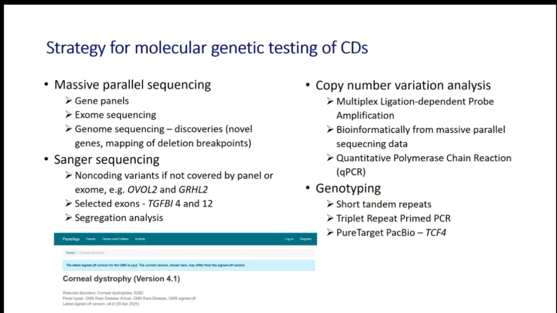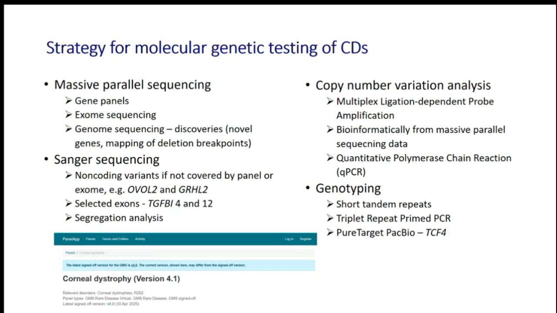So what is the strategy for molecular genetic testing of corneal dystrophies? I guess currently massive parallel sequencing, usually covering either a physical gene panel or exome sequencing from which you can extract the desired gene panel, is performed, but we also perform genome sequencing if we want discoveries. Mainly we research novel genes or mapping of deletion breakpoints. If you are based in a setting where it's not reimbursed or you don't have enough research money, there's always an option to perform, for some of the diseases, just Sanger sequencing.